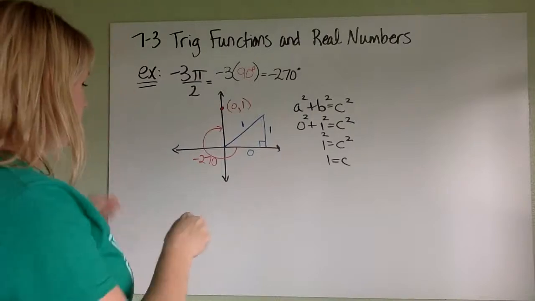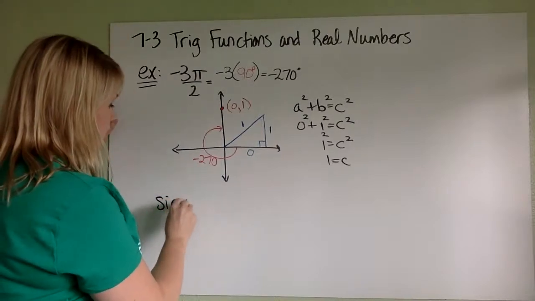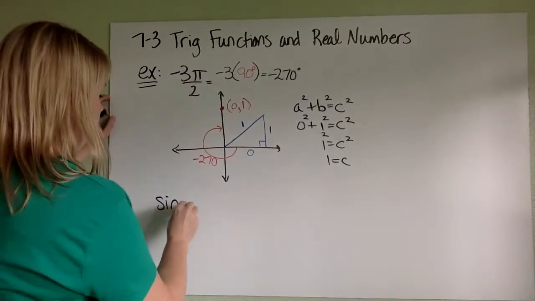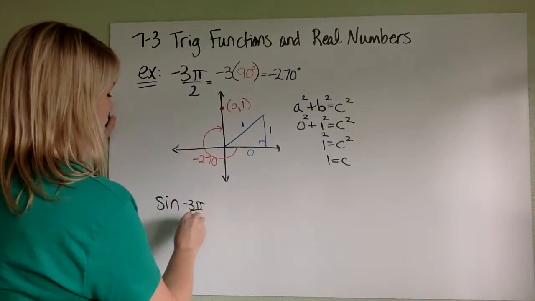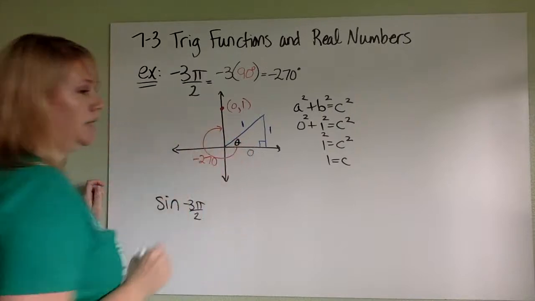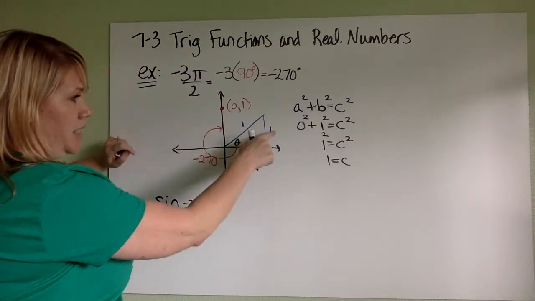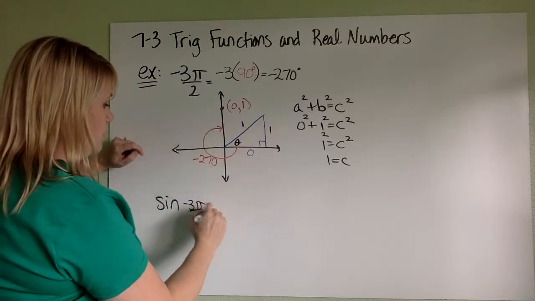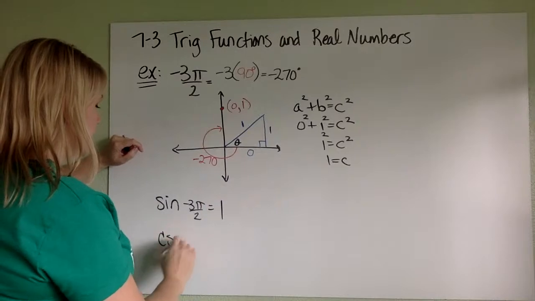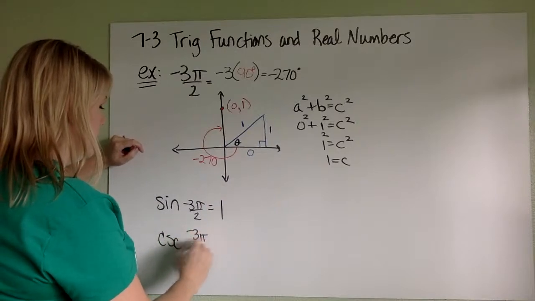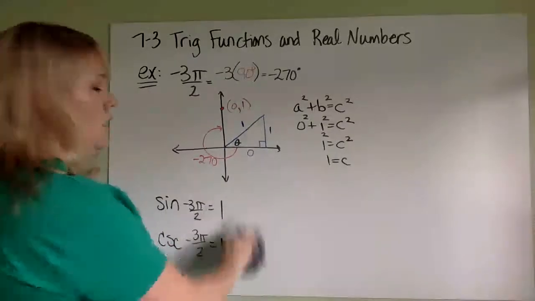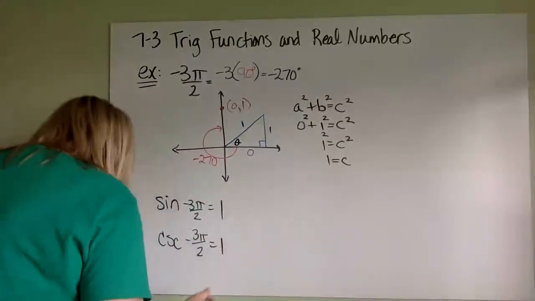Okay, so then if I'm doing my sine of negative 3 pi over 2, again, I'm using this triangle right here. My angle is right here on the inside like it always is. The sine is opposite over hypotenuse, so 1 over 1. That means the cosecant is also 1.